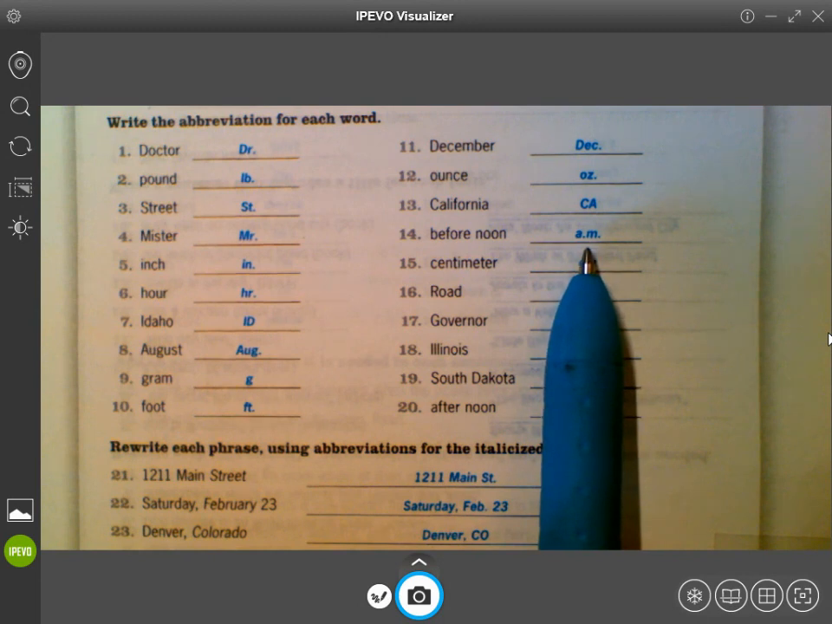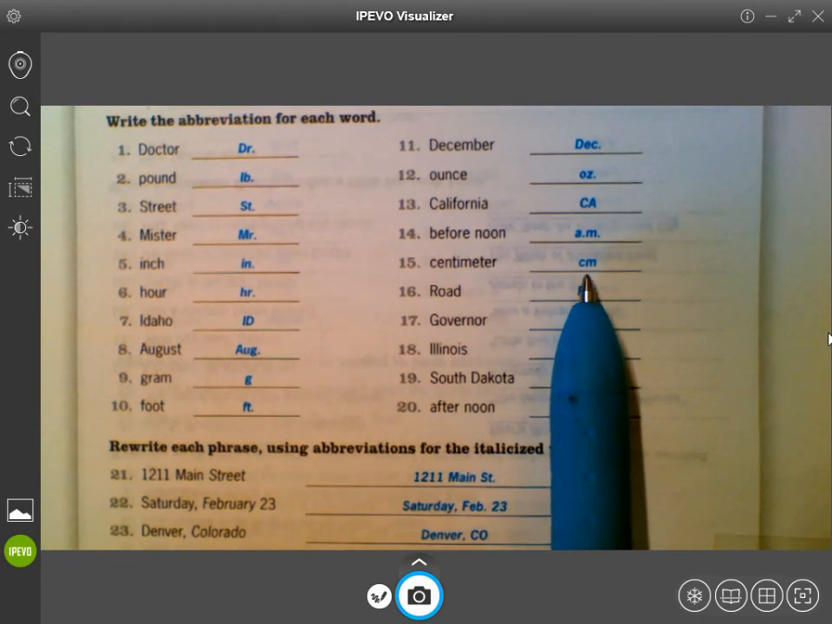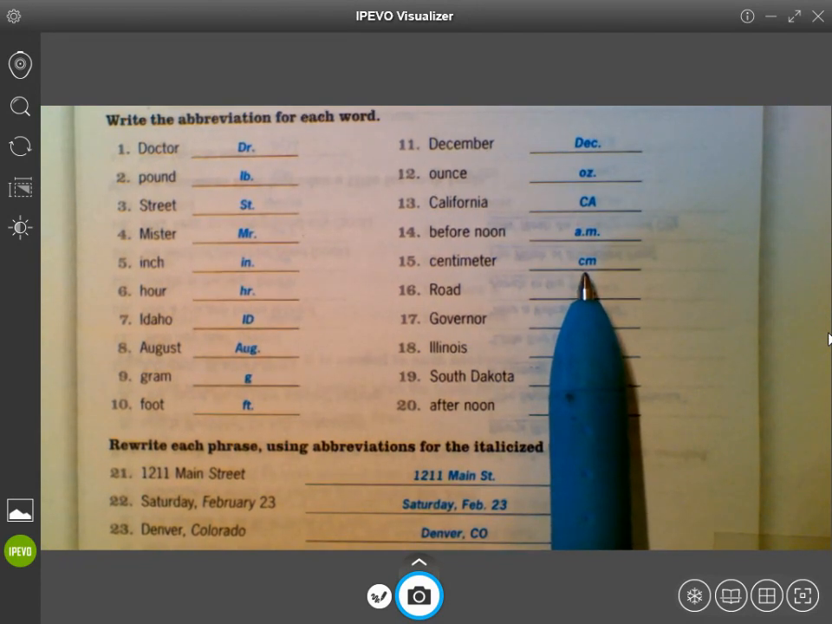Number 14, before noon, we use am, so lowercase a, period, lowercase m, period. But I know that some people write it with an uppercase am with no period. So again, if I were to see that, I would probably mark it as correct. Just certain people have certain ways of writing it. So I know that some of you may have been taught a different way of writing it. Number 15, a centimeter, that's a lowercase cm.